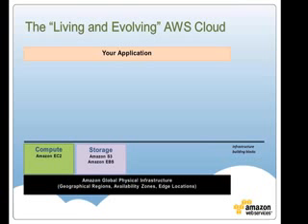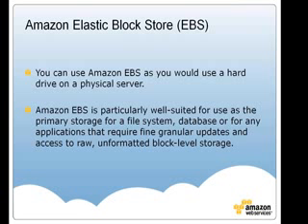We'll talk about S3 and EBS, the Elastic Block Storage. So Elastic Block Storage is essentially a virtual hard drive, and you would use this just like you would use a hard drive on a physical server. You would use this as primary storage for a file system, a database, or anything that needs simply block-level storage. We can create these EBS volumes from the console, and when we create them, we can create them of any size from 1 gigabyte up to 1 terabyte.